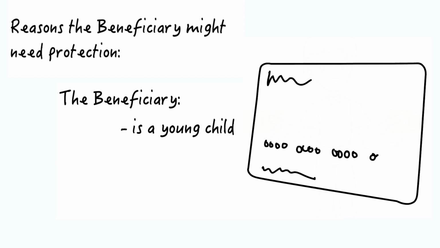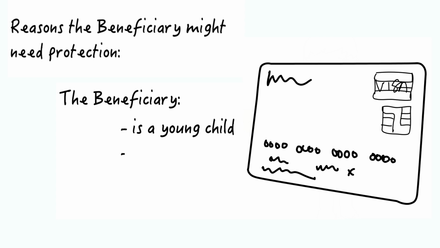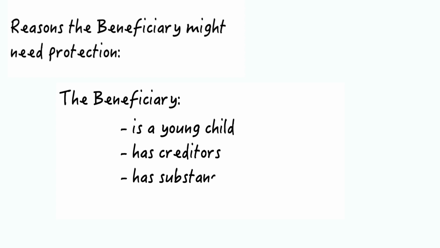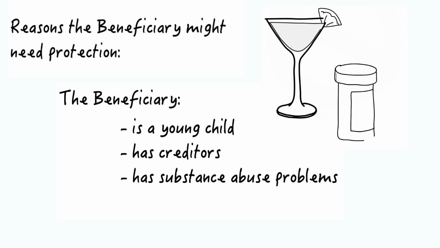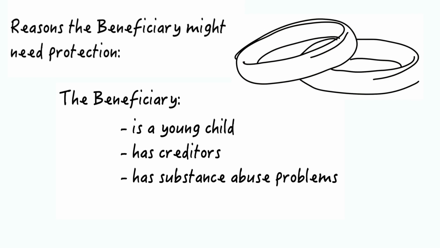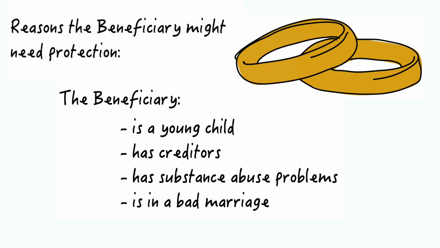For example, if you have a son or a daughter who has creditors and you leave them an inheritance, that inheritance is going to be taken by the creditors. If they have substance abuse problems, certainly you don't want to leave them an outright inheritance. It causes all sorts of problems. For example, if your son or daughter is in a bad marriage and you leave them an inheritance, their soon-to-be ex-spouse could walk away with half of their inheritance, and so you want to protect against that.